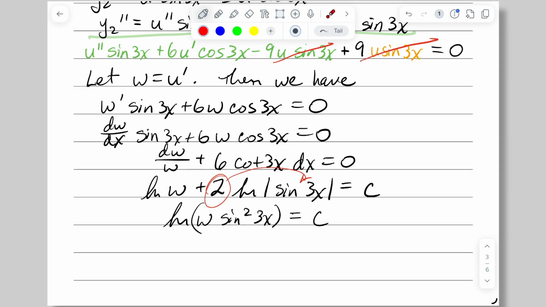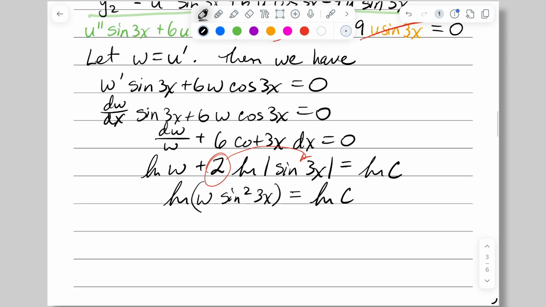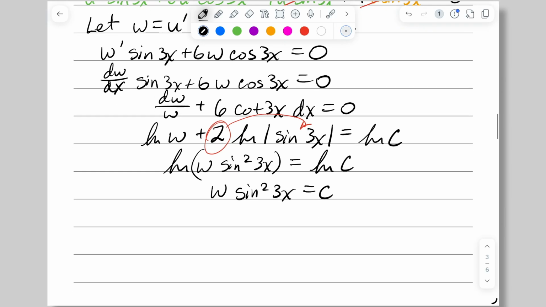I don't like this right now, so I'm actually going to take these out and change them. On the left-hand side, we have natural log. On the right-hand side, why don't we just call the constant the natural log of some c? We can do that because c is a constant. Natural log of c is a constant. It doesn't matter what the constant looks like. Now exponentiating both sides is going to give us w times sin squared of 3x is equal to c. And you can see how nicely that turned out.